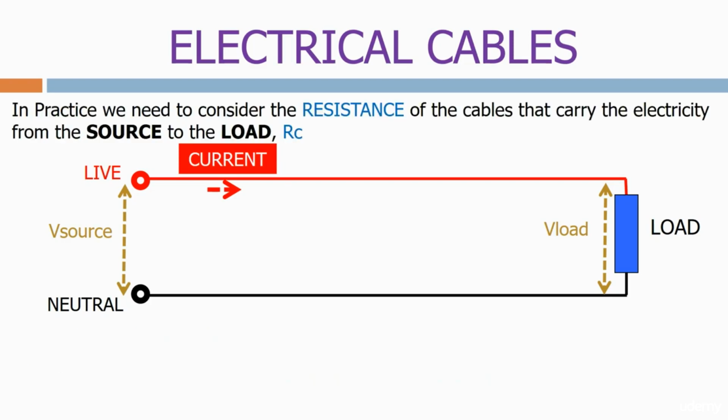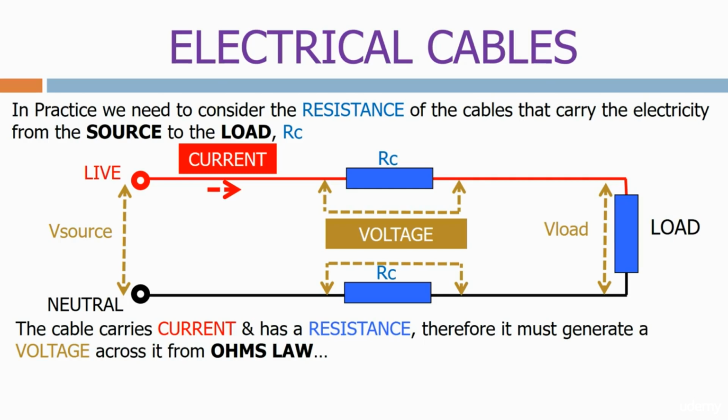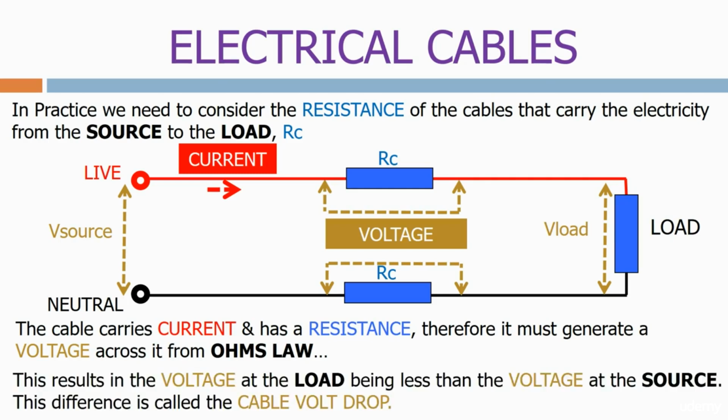In practice, we need to consider the resistance of the cables that carry the electricity from the source to the load, RC. The cable carries current and has a resistance, therefore it must generate a voltage across it from Ohm's law. This results in the voltage at the load, V load, being less than the voltage at the source, V source. This difference is called the cable volt drop.